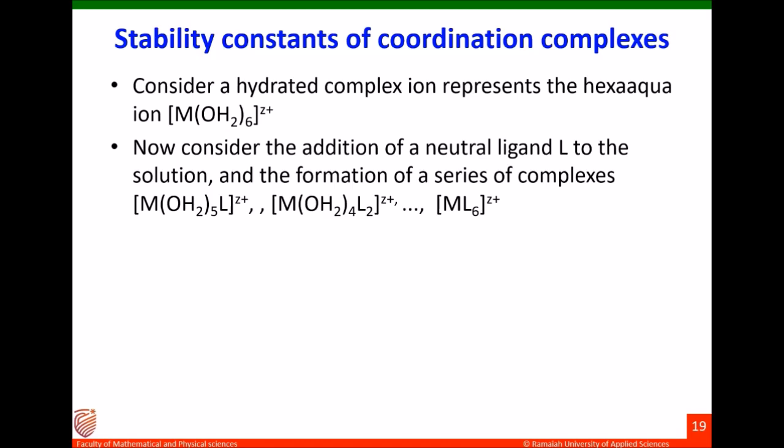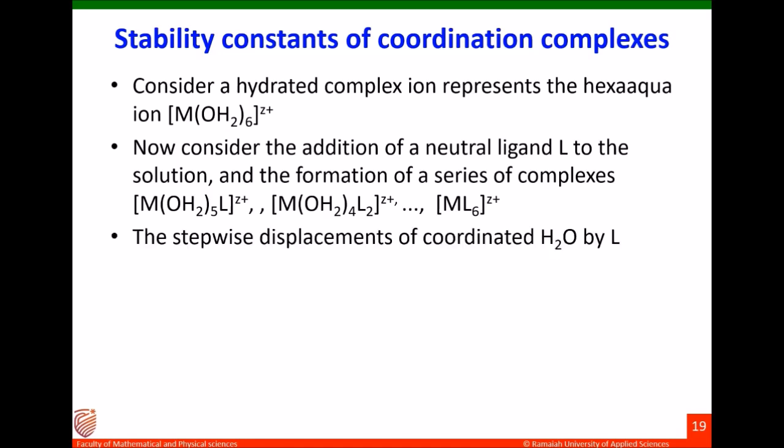That means it will be a replacement reaction where ligand L will be replacing the OH2 ligand from the hexa-aqua ion. So how many steps will there be? Totally 6 steps, replacement of 1 OH2 by L each time. So 6 steps will be there, the reason being 6 OH2 groups are present in this hexa-aqua ion, with stepwise displacement of the coordinated H2O by ligand.